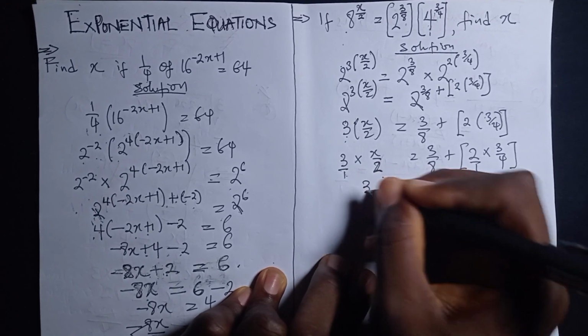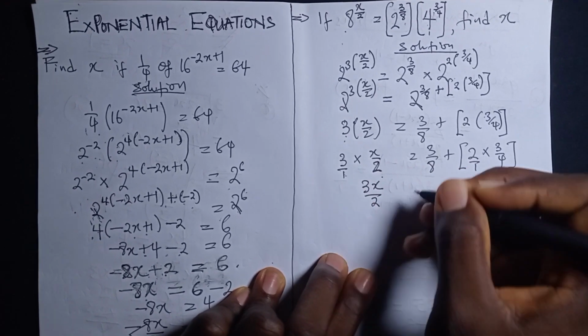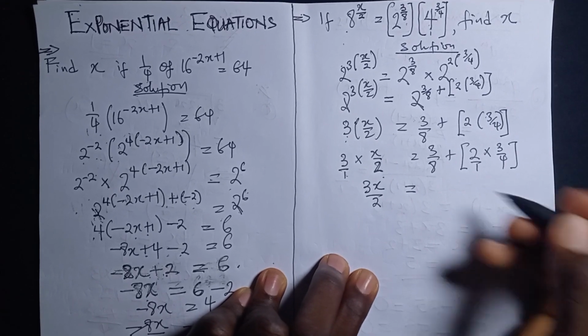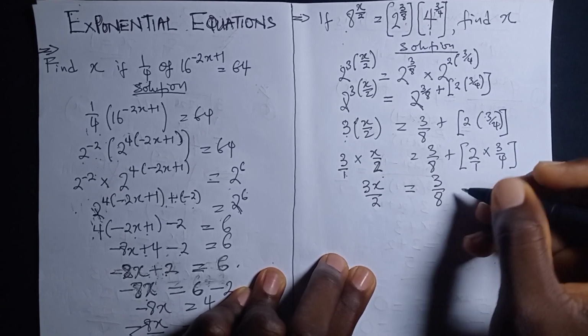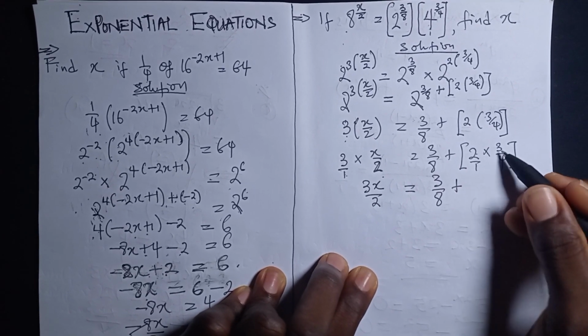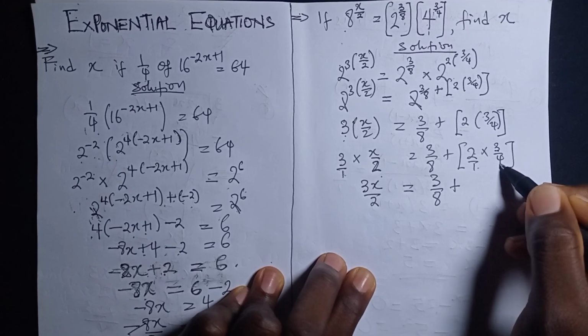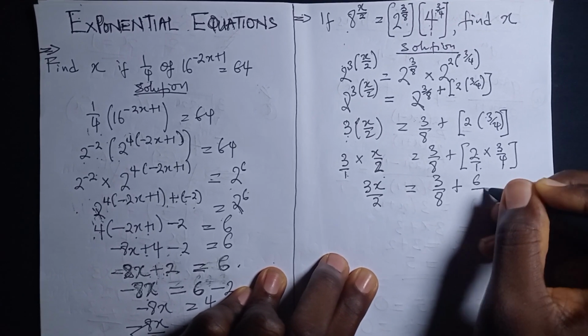So you have what? 3x over 2 is equal to 3 over 8 plus 2 times 3 gives you what? 6. 1 times 4 gives you 4. You have what? 6 over what? 4.